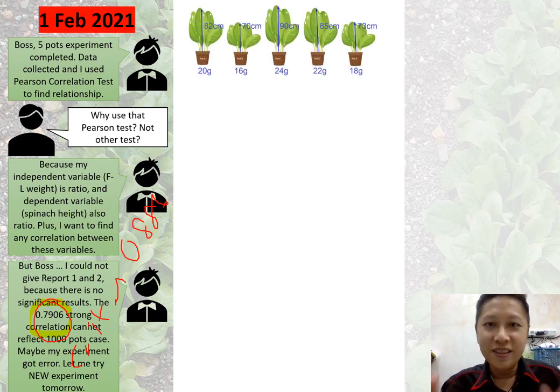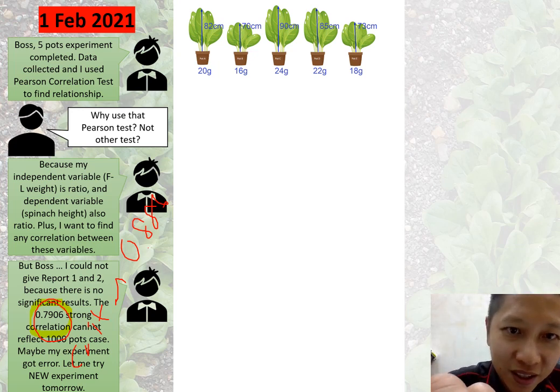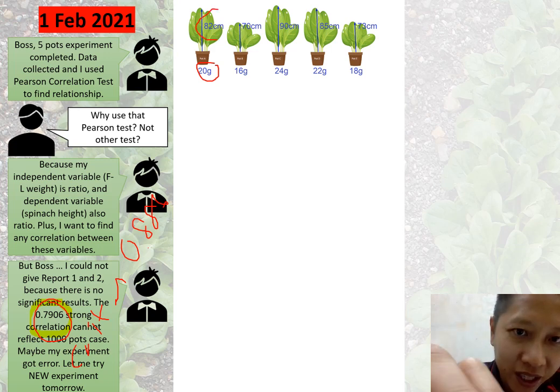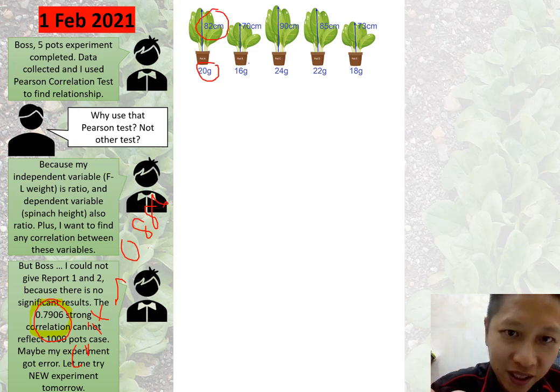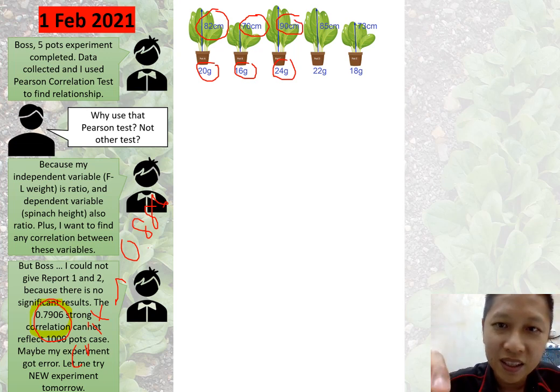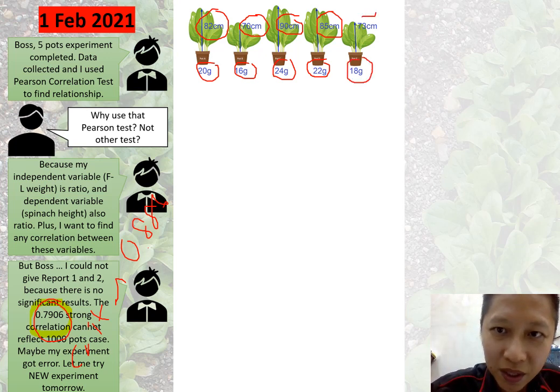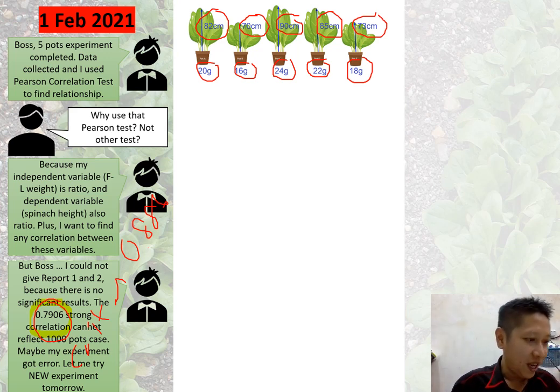So this is the new experiment and the new result. He put 20 grams, and he found that it makes the spinach plant grow 82 cm. He applied 16 grams, it grows 70 cm. He applied 24 grams, it grows to 90 cm. 22 grams, the height is 85 cm. If he puts 80 grams, the height will be 73 cm.